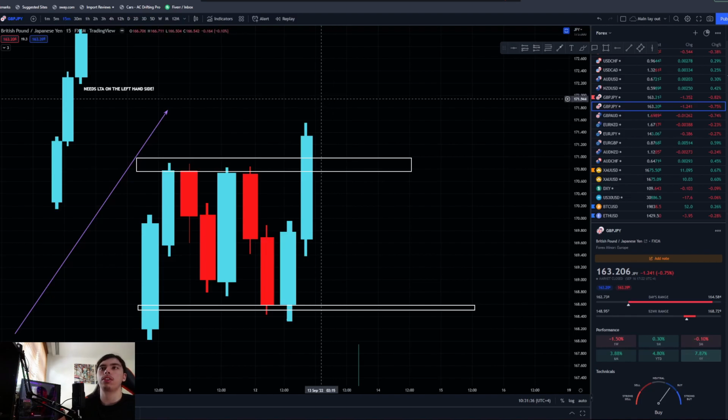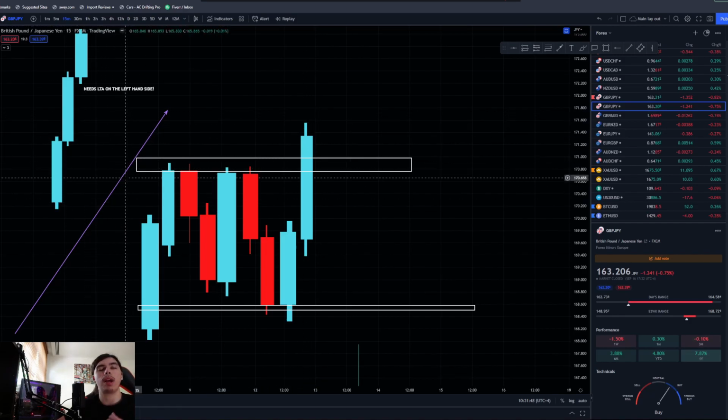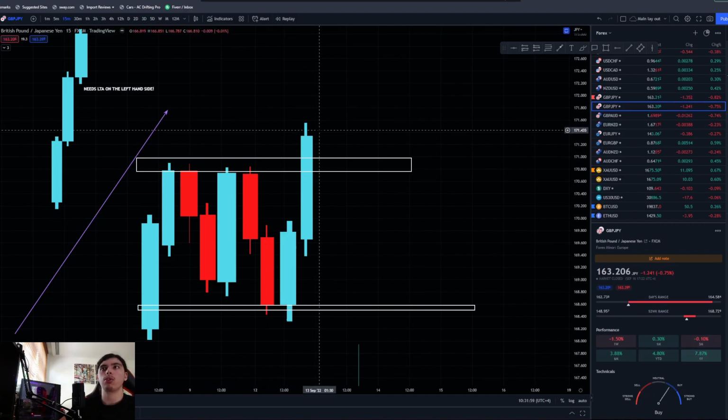Now what this is going to be is when you get a closure above the range. Now you have to understand that we need price to be trending. We need price to close above the range and start to move. We need it to be in an LTA. We need price to be in an area where price can move, right? So please check out my LTA video if you don't know what I'm talking about. Otherwise this won't help.